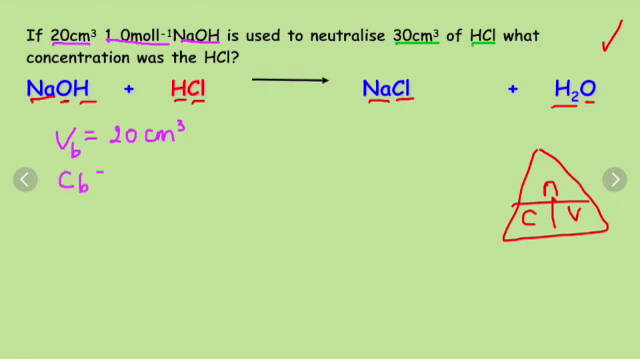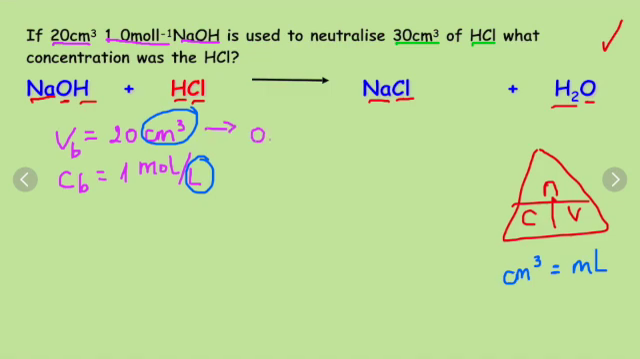Concentration of the base, 1 mole per liter. The first thing that we see straight away is that we have two different units here. One is in centimeters cubed, the other one is in liters. They need to be in the same unit. So we need to remember that centimeters cubed is the same thing as milliliters. To pass from milliliters to liters, we have to divide by 1000.